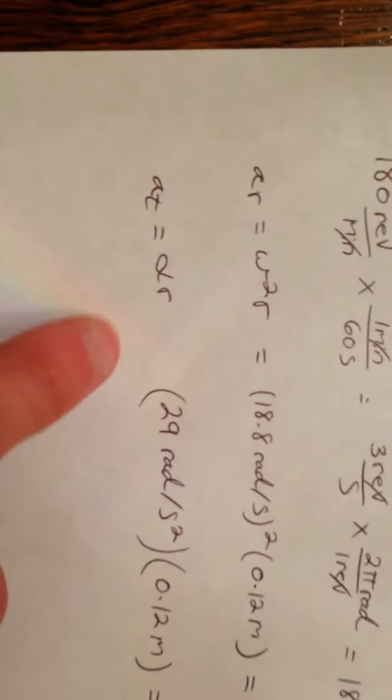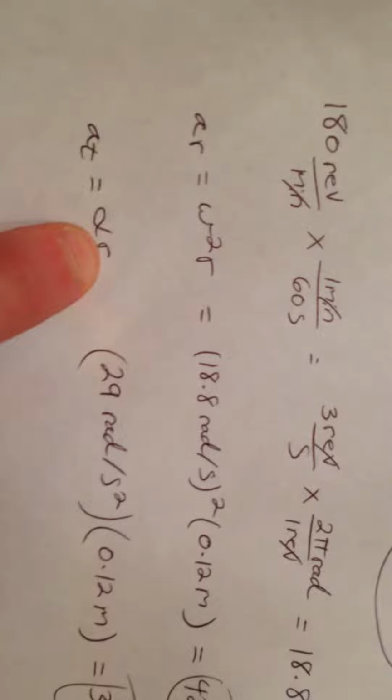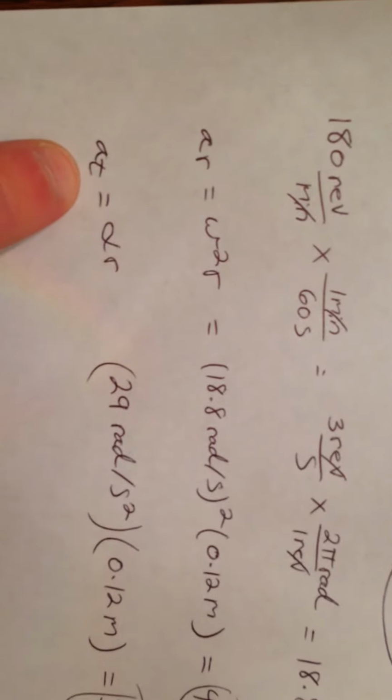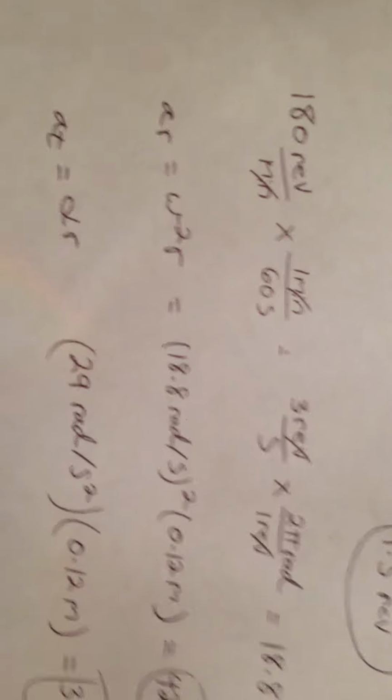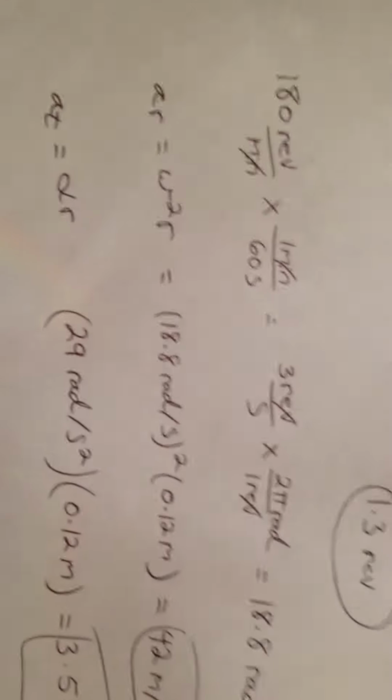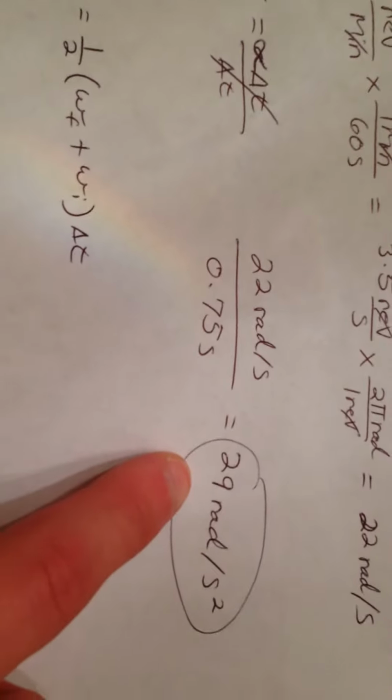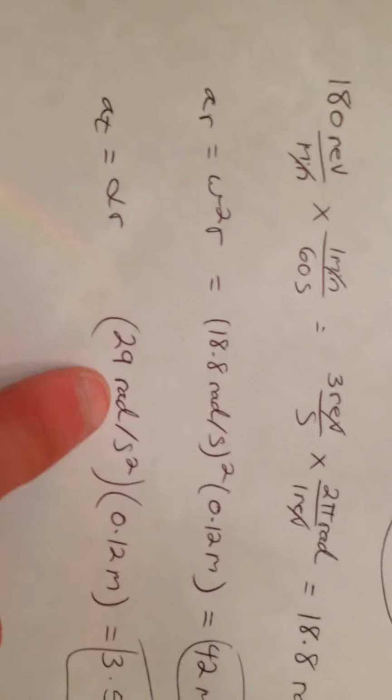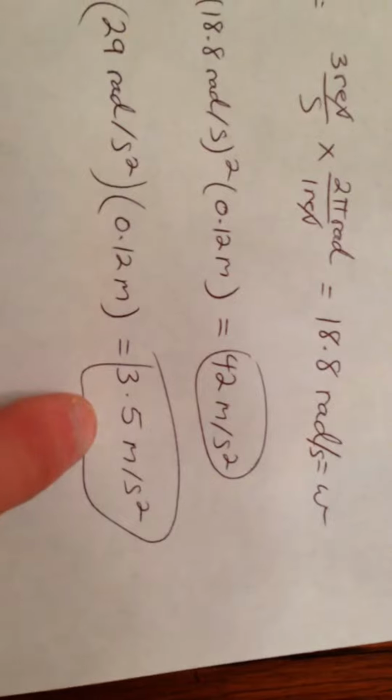Now the tangential would be this, alpha times radius. Okay, so now I went ahead and used the 29 because that's the angular acceleration that I found earlier. Okay, it's constant, so we can use this one, 29. So I went ahead and multiplied by this, the radius, and this is the tangential component.